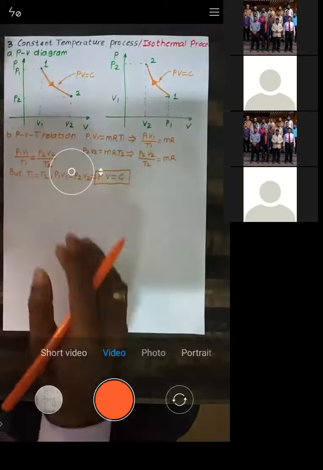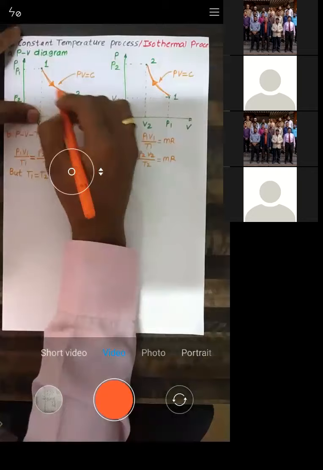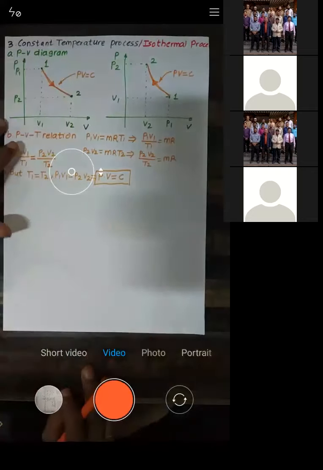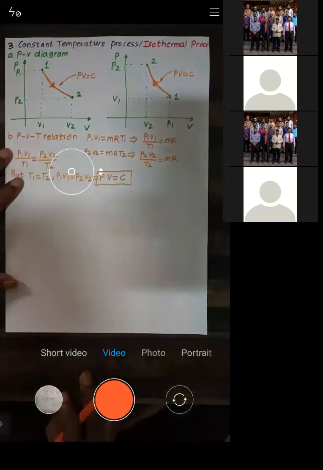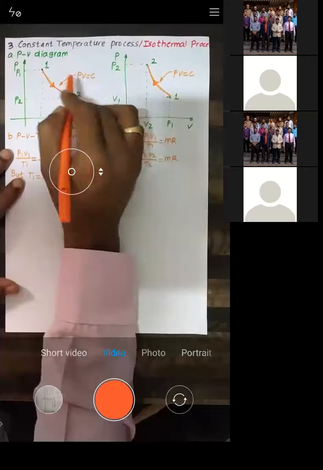See, we will see in detail. The purpose of telling you is that you should write down the law. Then only you will be able to understand which is the process. So I have just written the law. The law is PV is equal to C. When you have a law written like this, you will understand that it's isothermal.